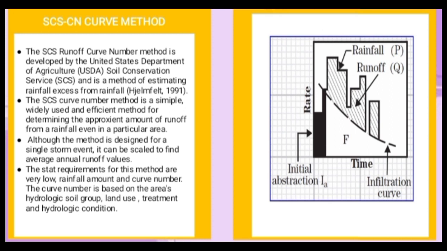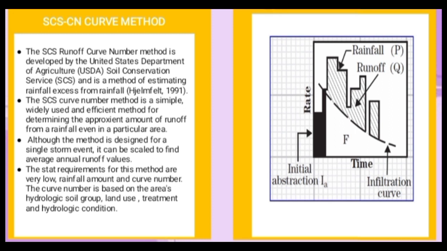Although the method is designed for a single storm event, it can be scaled to find average annual runoff values. The data requirements for this method are very low: rainfall amount and curve number. The curve number is based on the area's hydrologic soil group, land use, treatment, and hydrologic condition.